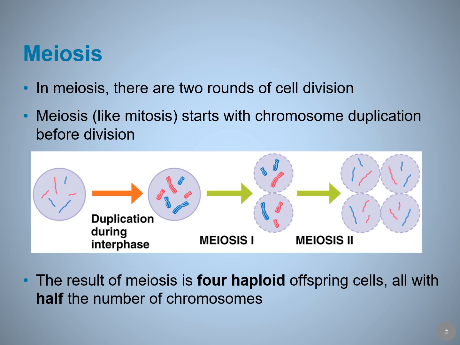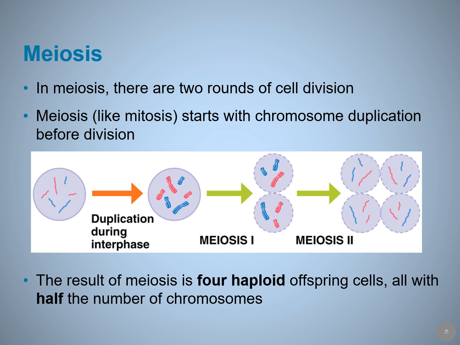So in meiosis, there are 2 rounds of cell division. The cell division names are the exact same as mitosis, but it goes through it twice. Just like mitosis, meiosis starts when the chromosomes duplicate, and as a result, you get 4 haploid offspring cells, or remember, the 4 cells that have 23 chromosomes, because they have half of the chromosomal number.